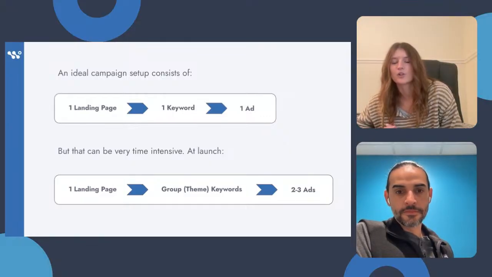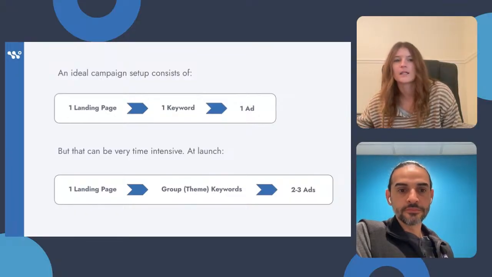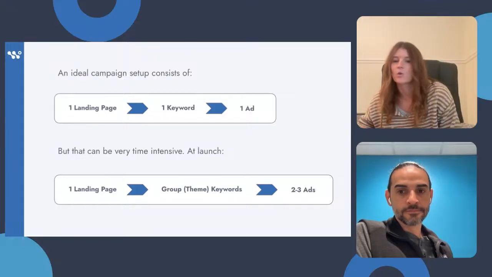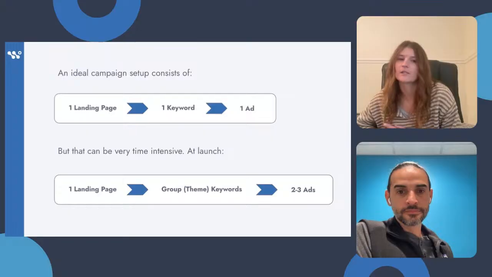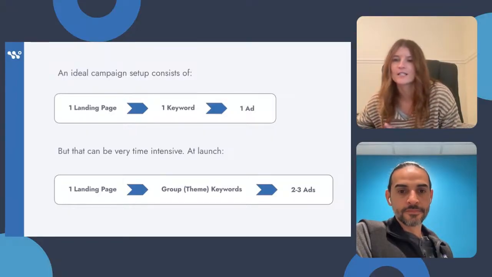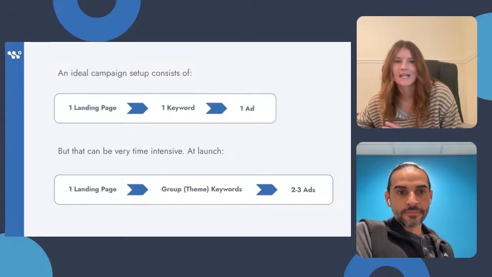And that is a great way to still be launching a campaign that's very cohesive and highly targeted, but gives you a little bit more of a testing ground to figure out what keywords are the most relevant and performing the best, what ad copy is performing the best, and then you can kind of optimize into that ideal campaign setup. I don't know if you have any additional insights into that, Emilio.